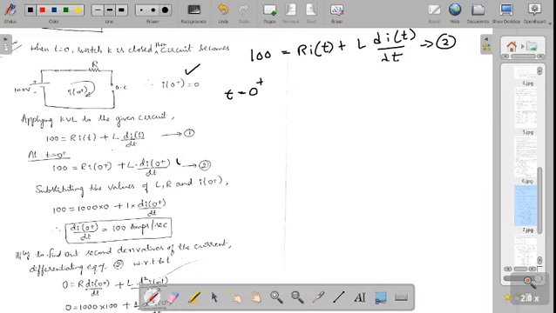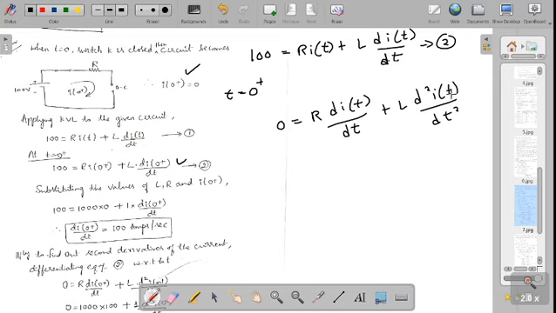So you are having this equation. Perform the differentiation of this equation. So differentiation of a constant gives you what? 0. So next is what? R into di of t divided by dt plus L into, so it is what? d square i of t divided by dt square. So this is the second order derivative.